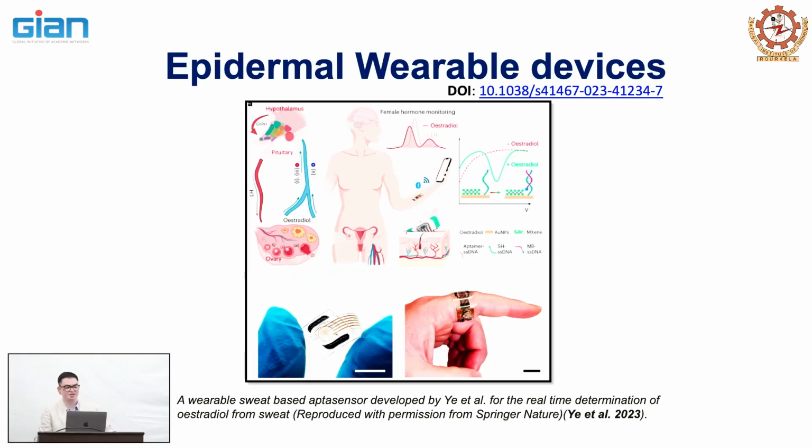Epidermal. So this is a very nice example, which was published by Ye et al. in Springer Nature, and this is where they show how they do the real-time determination of estradiol from sweat, right? Good example, but I think the problem here is, you can measure it, but is sweat a reliable sample matrix? I'm going to leave that up to you. If this paper has been published in Nature, clearly there's some value to it as well.